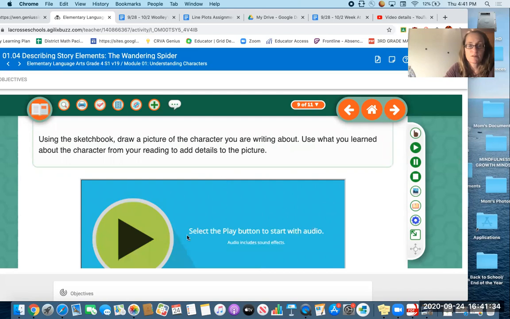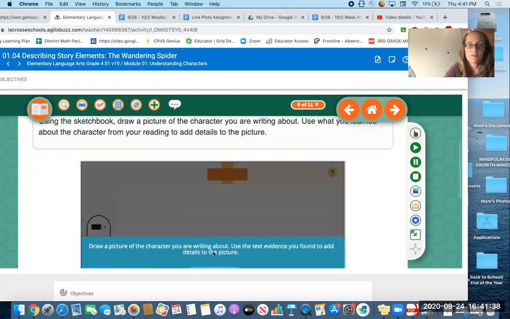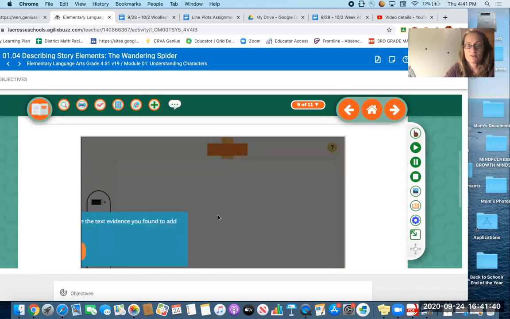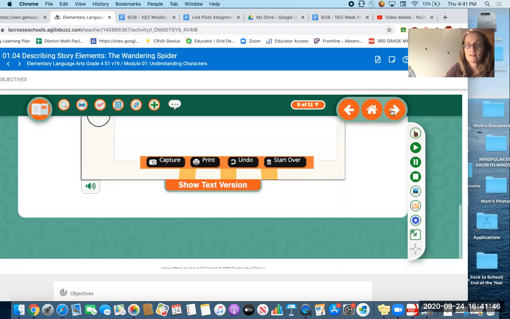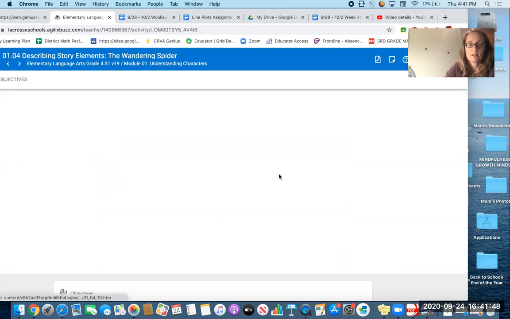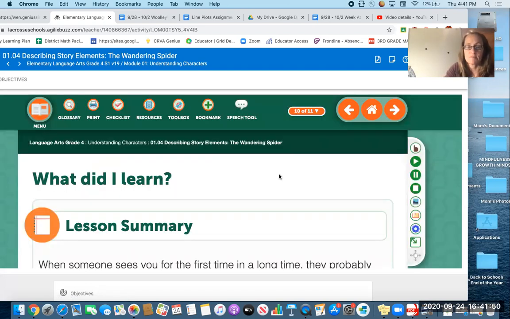Use what you learned about the character. So let's just see what this looks like. It allows you to go into the sketchbook here and do a little drawing, either of Liam or Ella, either one. So that's your choice there. I'm going to skip through here. And always towards the end of a module, it's got your lesson summary. You can go ahead and read that on your own.